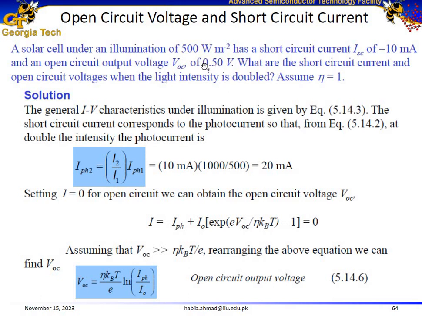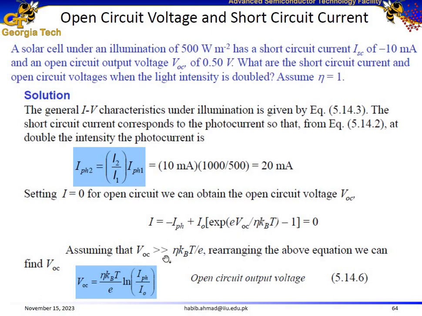But what happens to the open circuit voltage when the light intensity is doubled? It requires some more calculations. We know that the total current is the combination of the diode current and the photocurrent. And under open circuit conditions, the total current would be 0. So set these two to 0. Furthermore, here n is the ideality factor. It is not efficiency. It's actually the ideality factor in this equation.